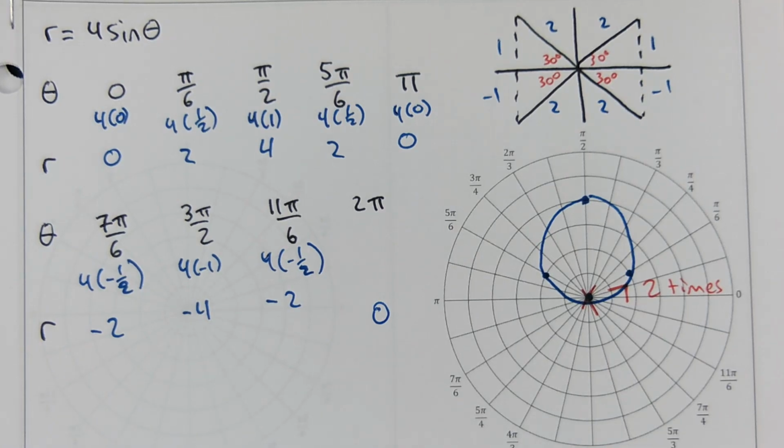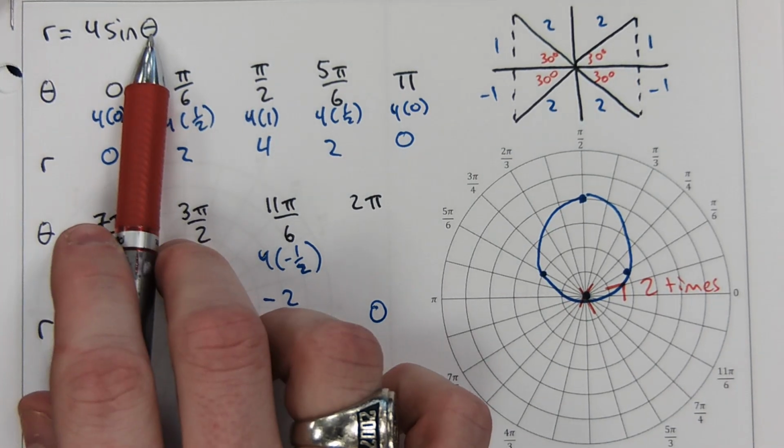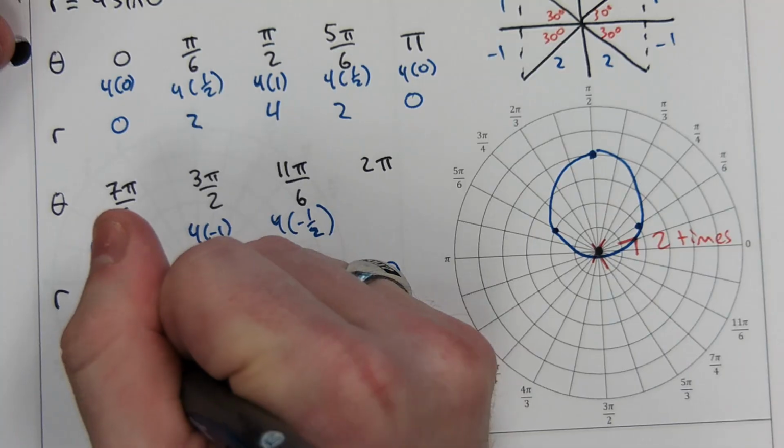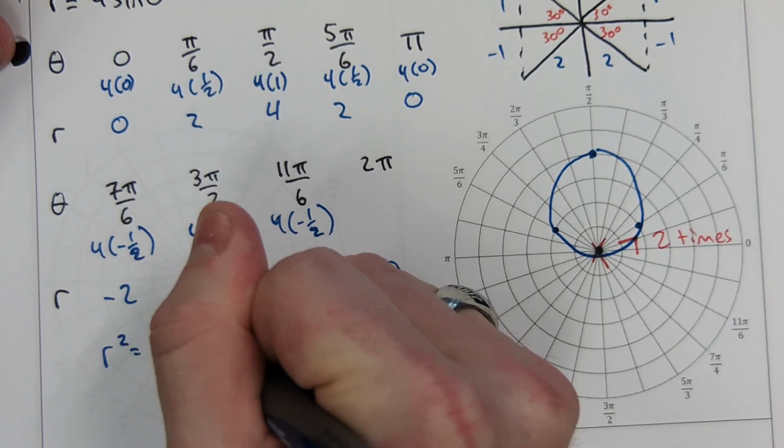If you needed to know, if you had to convert this back to rectangular coordinates, quit playing with those squishy toys. Anyway, if you had to put this back into rectangular coordinates, which again is great review because we just did that, you would have to multiply both sides of this by r, and what you would get is r squared equals 4r sine theta.